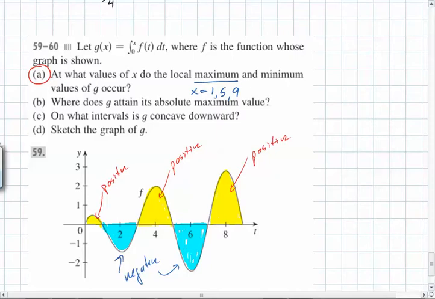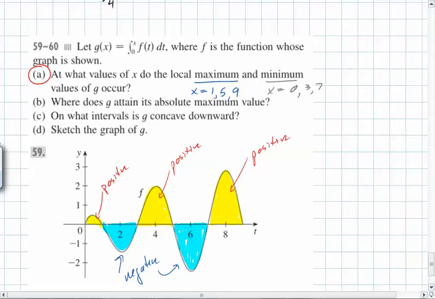So where do the minimums occur? X equals 3. Where else? 7. And there's another one you could put in there if you wanted to: 0. Yeah, if we're putting 9 as a place where a maximum could be, you can put 0 as a minimum.